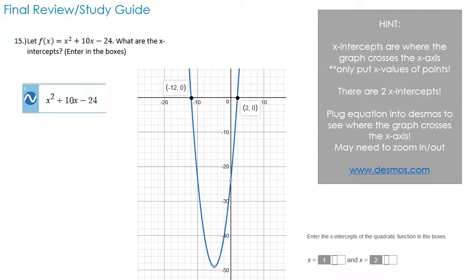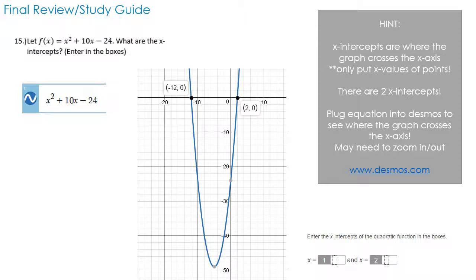For number 15, we're going to let f of x equal x squared plus 10x minus 24, and we're asked what are the x-intercepts. And we're just going to enter the x-intercepts in the boxes. And remember, the x-intercepts are just like the zeros that we've already done in two of the previous problems. The x-intercepts are where the graph crosses the x-axis, and once again, we're only putting the x values of our points. Since we have our quadratic function here, we're going to have two x-intercepts.